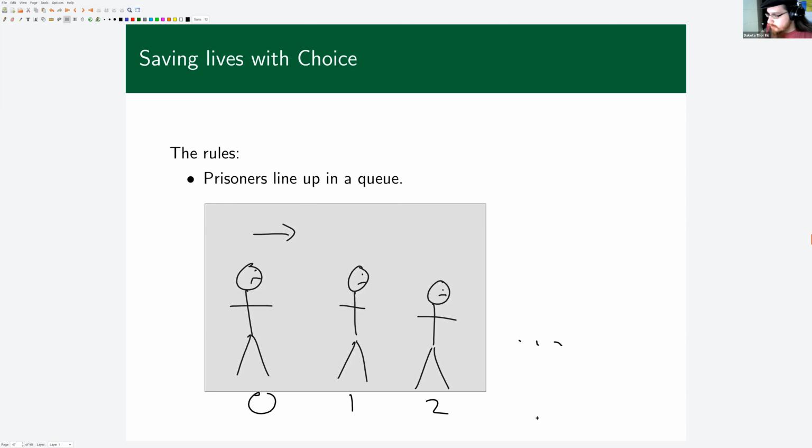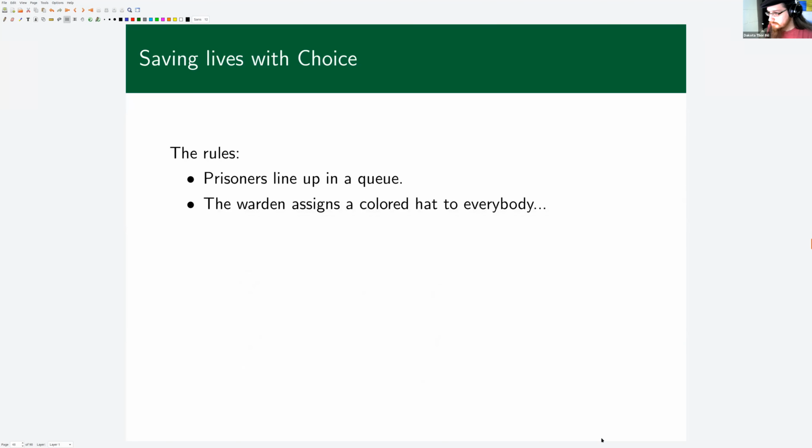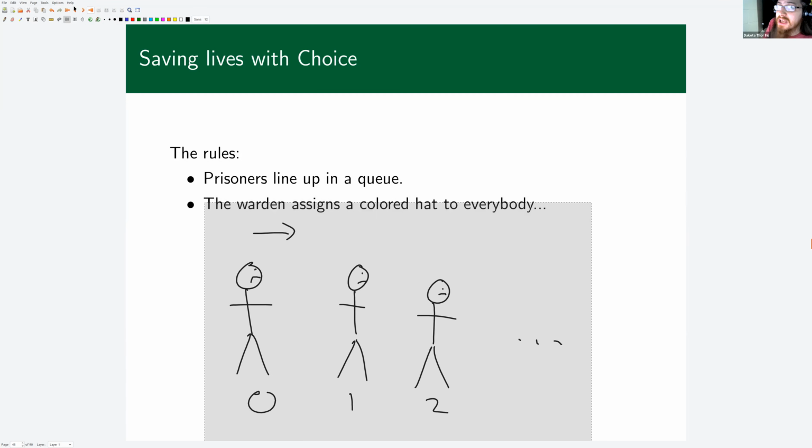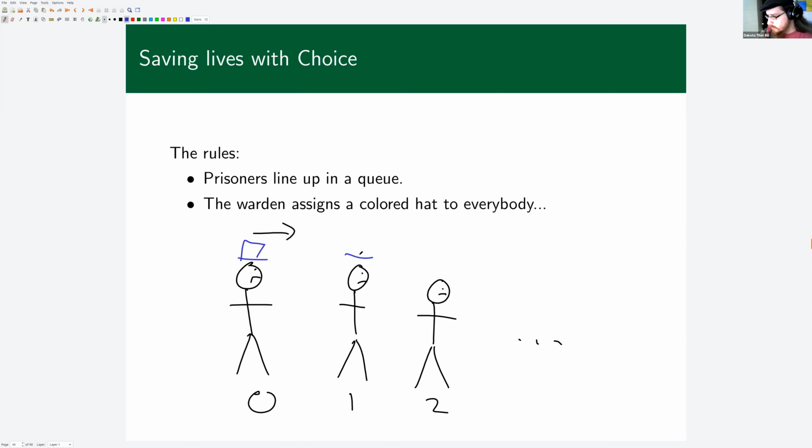Right. And what the warden will do is he's going to give everyone a colored hat. For right now, he just chooses between red and blue. Okay, so prisoner 0 gets a blue hat, maybe prisoner 1 gets a blue hat, maybe prisoner 7 gets a blue hat, maybe 24601 gets a blue hat, and then everyone else gets red hats. So prisoner 2 gets a red hat, prisoner 5 gets a red hat, prisoner 406 gets a red hat, and so on. So everyone gets a colored hat. Okay.